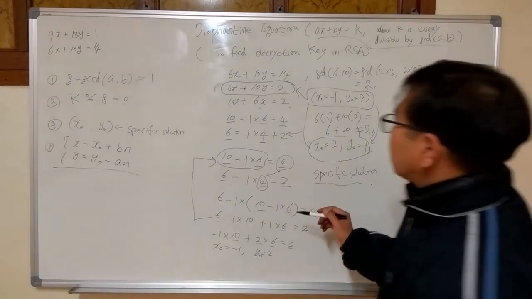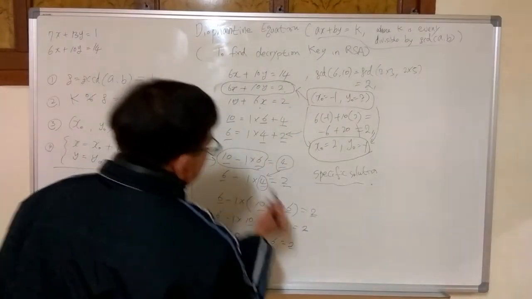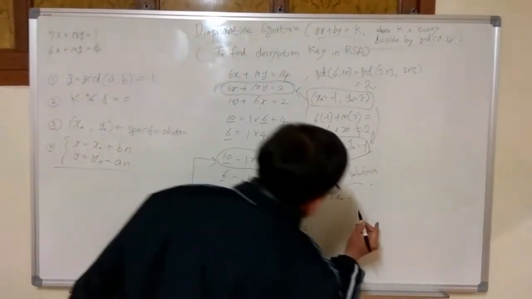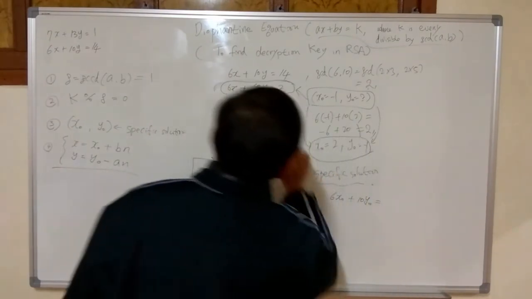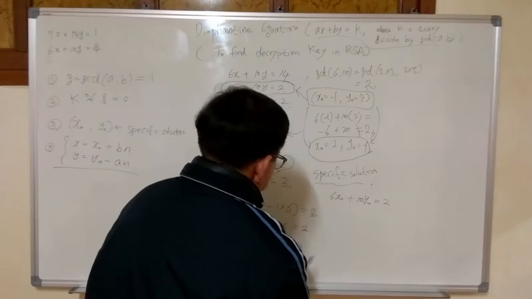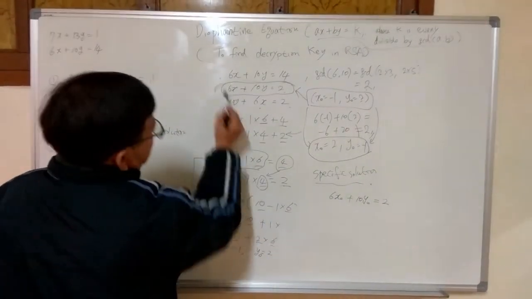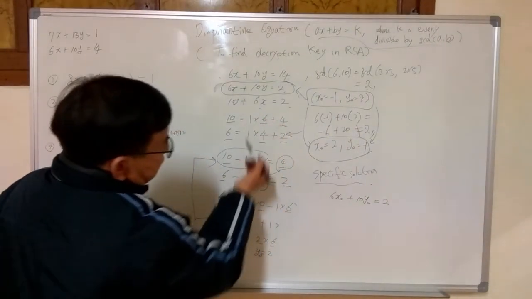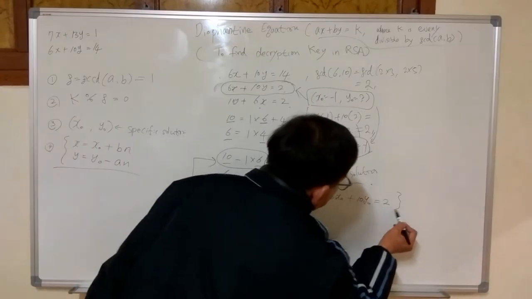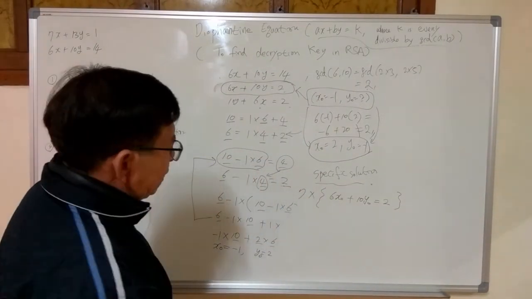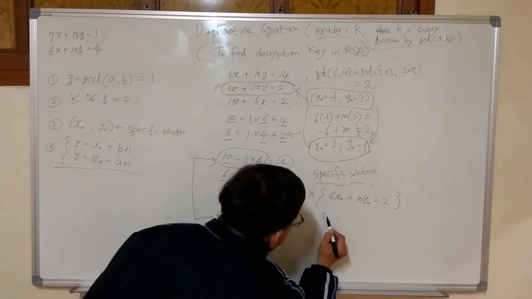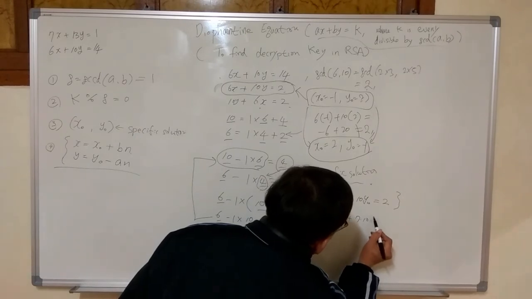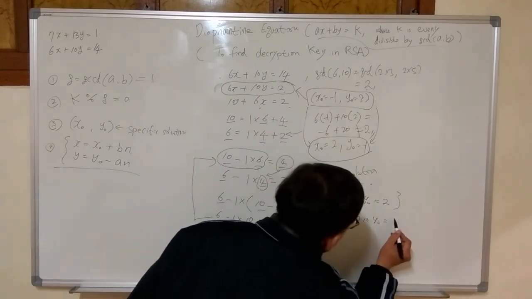We want the general solution. To do that, we put it here again: 6x naught plus 10y0 equals 2. Please compare this with this. This is 2, this is 14. So we have to multiply by 7. Then we have 7 times 6 x0 plus 7 times 10 y0 equals 14.